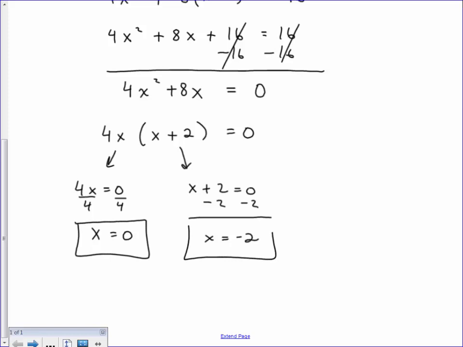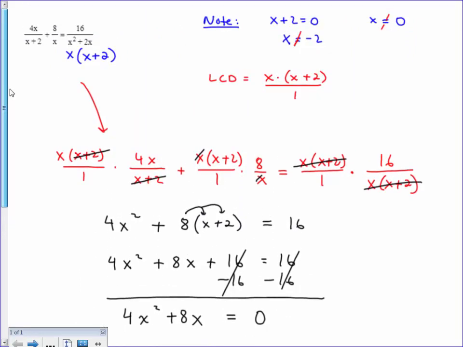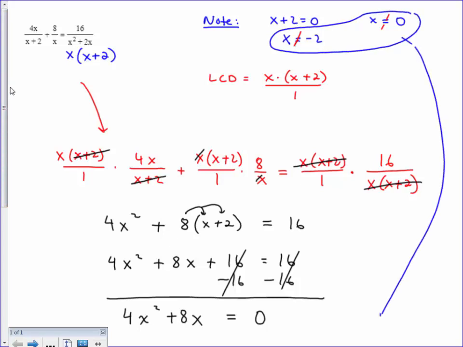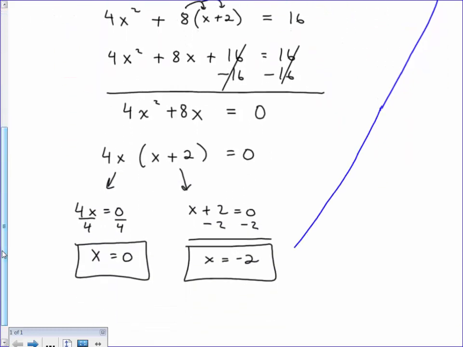Before I verify that these two values are actually my solutions, I need to go back up and make sure that these are not values that I said that x could not equal to begin with. And if I go and look, notice that I've said that x cannot equal negative 2 and x cannot equal 0. And look what I've gotten for my two solutions. I've gotten x is 0. I've got to scratch that out because that can't be true. And I've gotten x is negative 2.